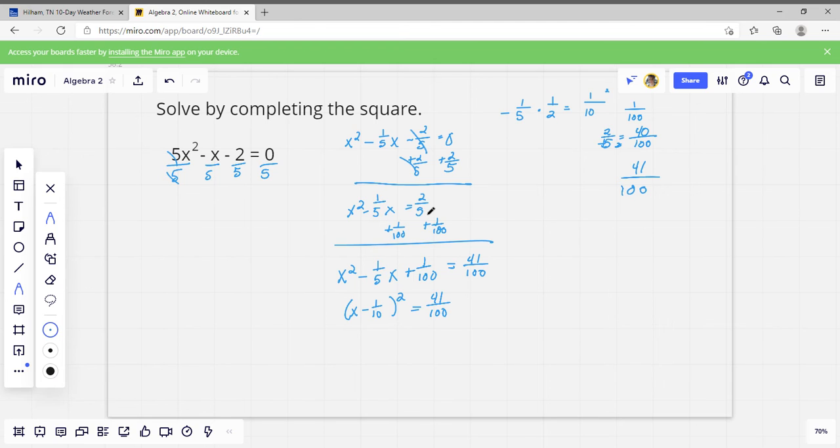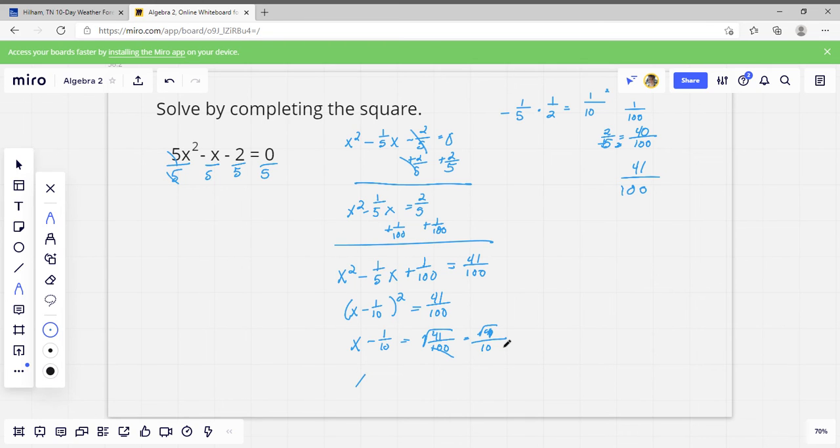Alright, because if we added these together, 1/10 and 1/10 makes 1/5. 1/10 times 1/10 makes 1/100. Alright. Now we're going to square root both sides, so we get x minus 1/10 equals the square root of 41 over 100. And then we're going to say the square root of 100 would be 10, so we could say that would be the square root of 41 over 10.